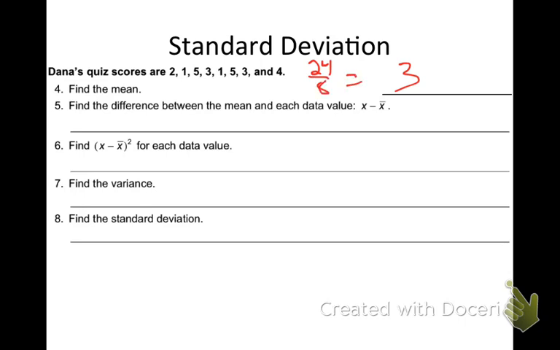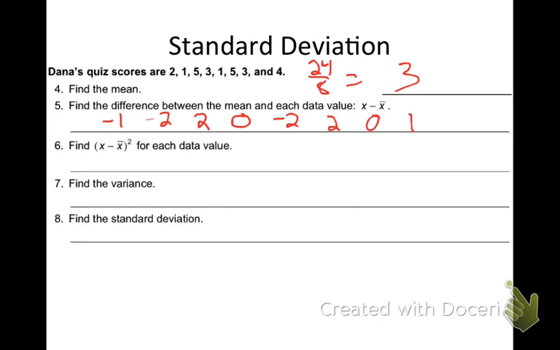Next, you need to find the difference between the mean and each data value. So 2 minus 3 gets me -1. 1 minus 3 gets me -2. 5 minus 3 is 2. 3 minus 3 is 0. 1 minus 3 is -2. 5 minus 3 is 2. 3 minus 3 is 0. And 4 minus 3 is 1. Okay, so that's all the differences.